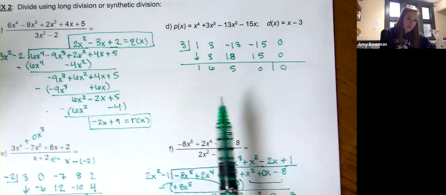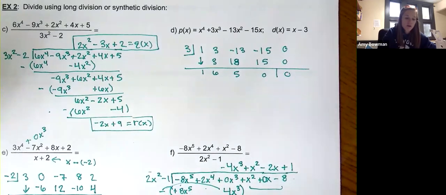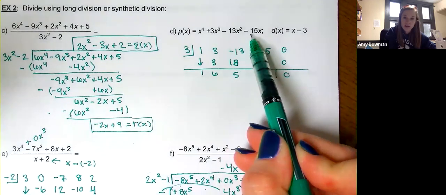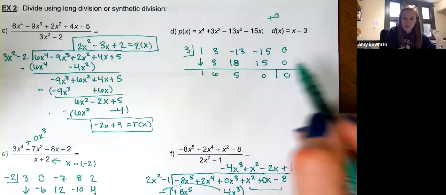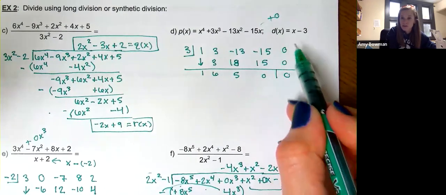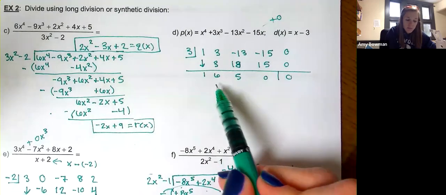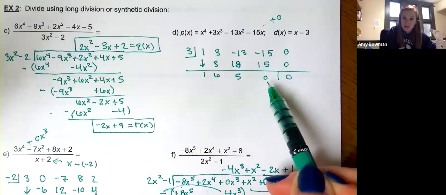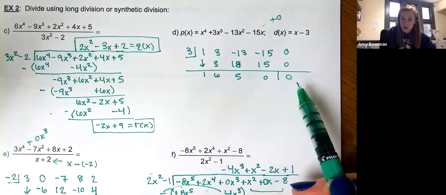Moving on to part D, I haven't totally completed it because I wanted to point out the fact that our coefficients up here, 1, 3, -13, -15, and then there's no constant at the end, which would just be +0. So that 0 still needs to go out here. Then once you continue with the synthetic division and you get this -15 and +15 here, 0 times 3 is 0. So your remainder is actually 0.